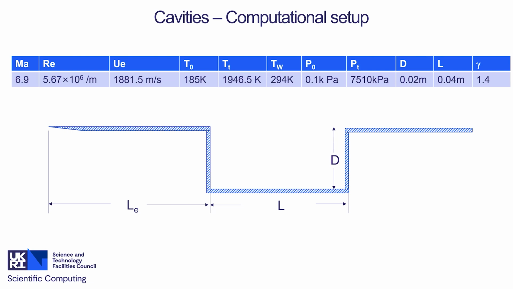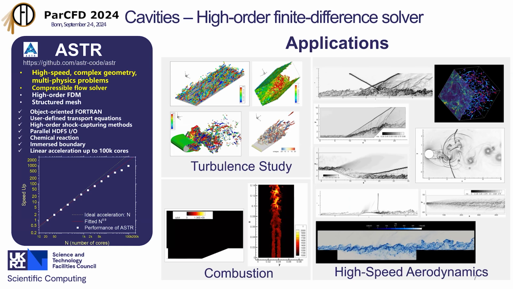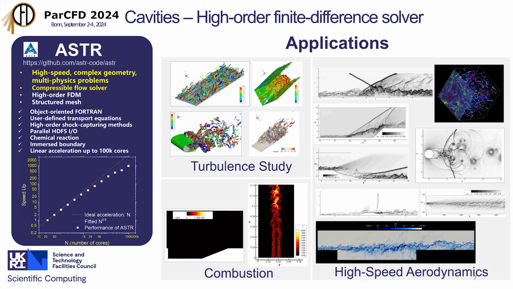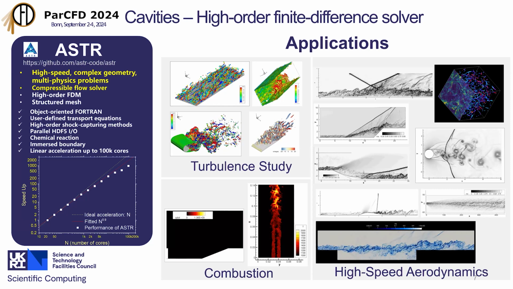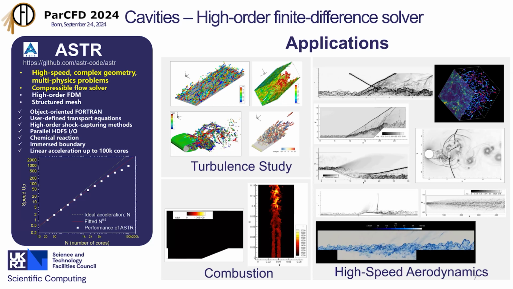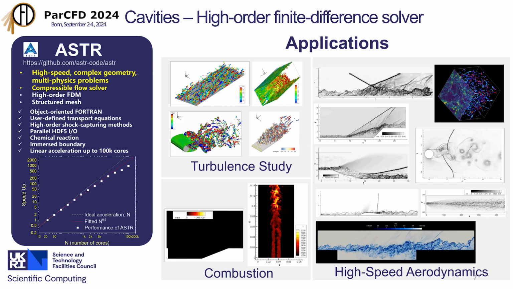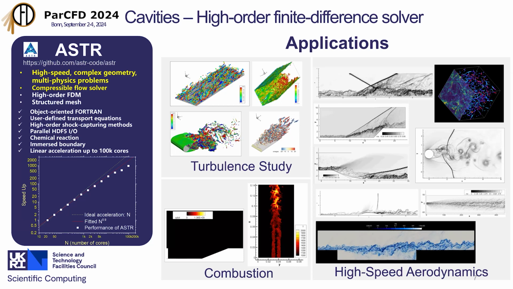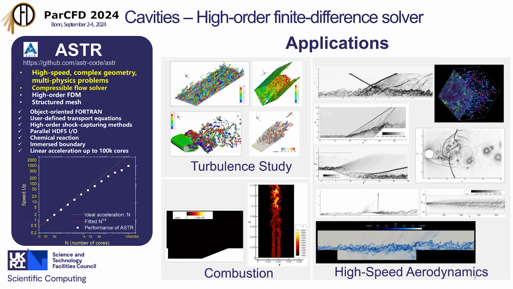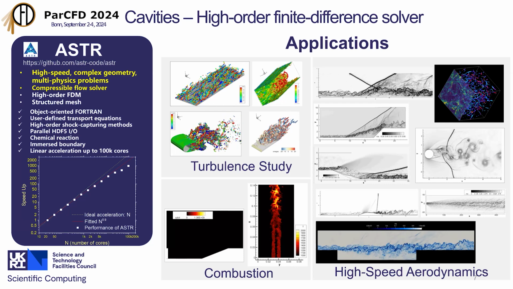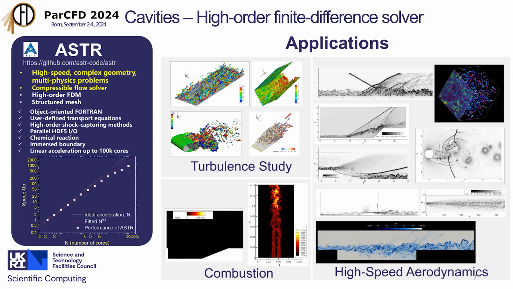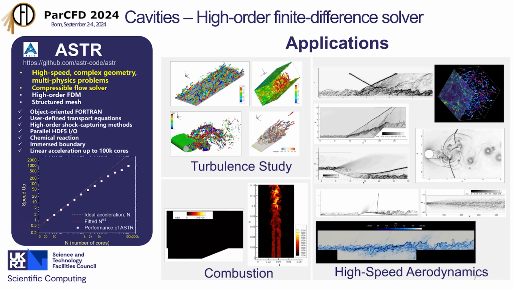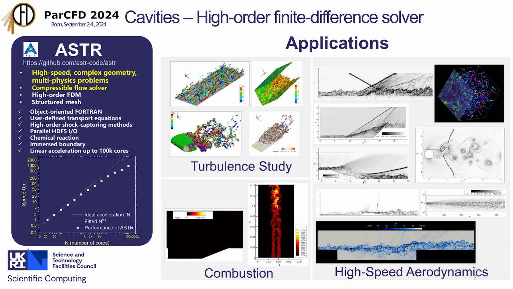So the two codes. This is the first code, Asta. It's under development in the group. It's available on GitHub. It's a high order compact scheme. And these are some of the examples here. This is another cavity one, which is a length to depth ratio of 8, but it's also being used in a wide range of other turbulence studies of shock boundary layer interaction and, more recently, on combustion as well. And over here is the speed up plot, and it scales very well for what we want to do.